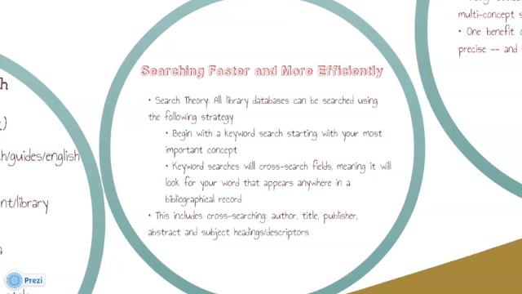Keyword searches will cross-search fields, meaning it will look for your word anywhere in a bibliographical record. This includes cross-searching author, title, publisher, abstract, and subject headings, which are also called descriptors. As you can see, it's quite handy in the beginning stages, but then we're going to get more advanced so we get more precise results.